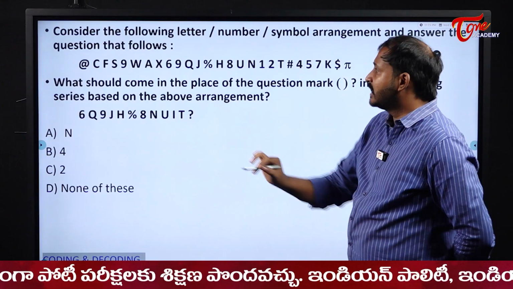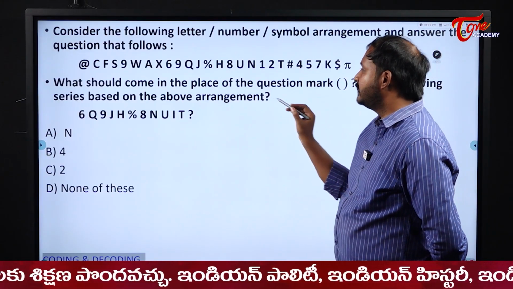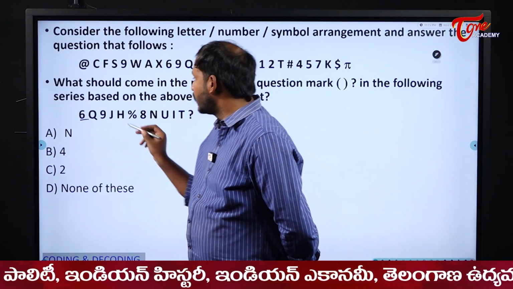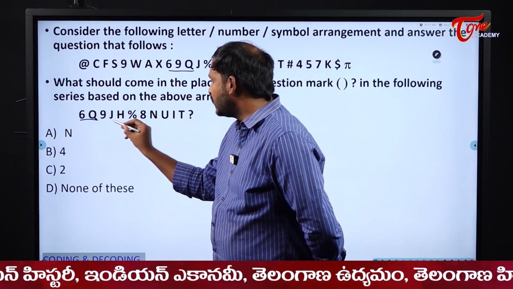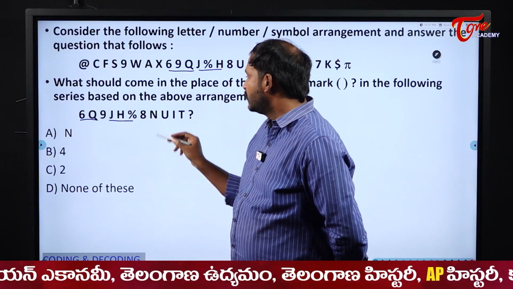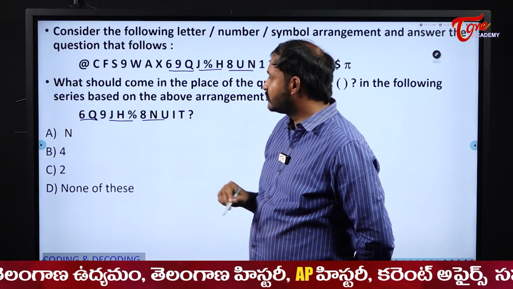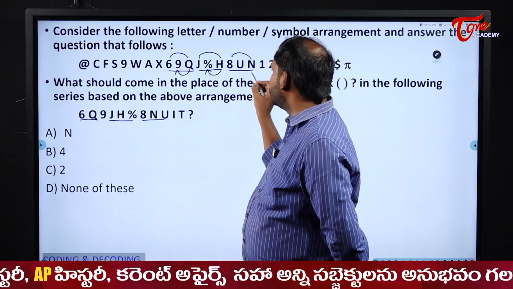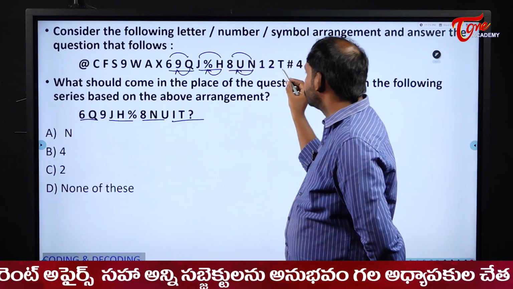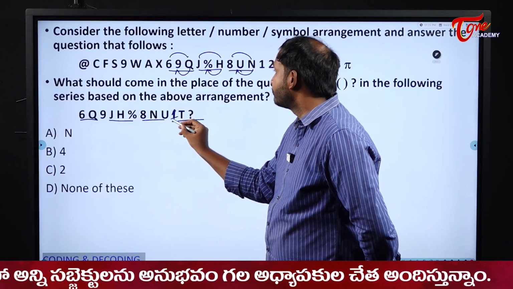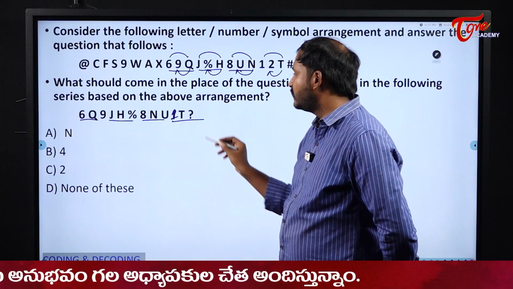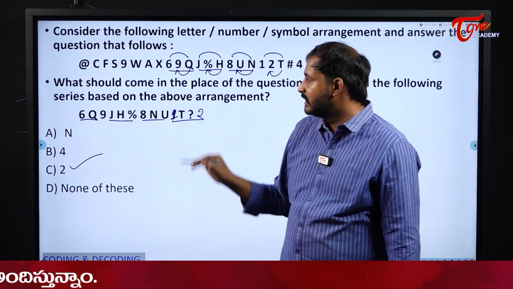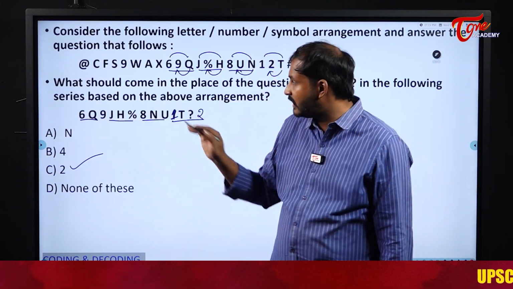Next one. Consider the following letter, number or symbol arrangement. What would be in place of this question mark? Now see here, what he is telling? 6Q9. Where do we have 6Q9? Here, right? Next JH, this one. Next 8NU. Please observe here, students, what is happening? 6Q and 9. JH and percentile. 8N and U. Right? So similarly 1T. Sorry, this is 1, not I. So 1T, what should be the next one? 2. So our answer here will become option C. Whatever the pattern is there, just follow the pattern in the given one.